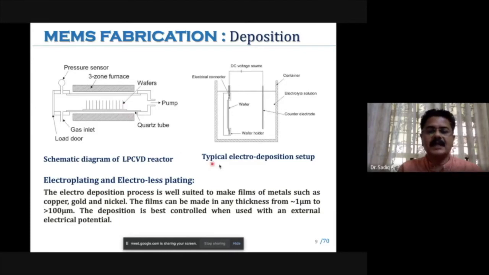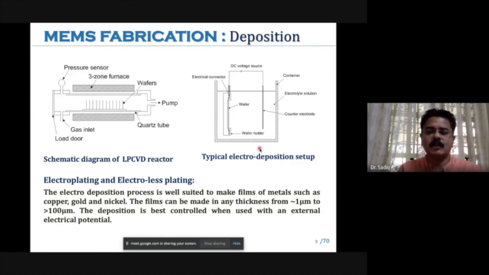Let us see another example of deposition. It is electrode deposition. Electrode deposition, we can actually call it electroplating. It's familiar to us. Electroplating is also a kind of deposition. Since our key word is deposition, we are not using the word electroplating. Instead, we use the word electrode deposition because we are interested to deposit something on the wafer surface.